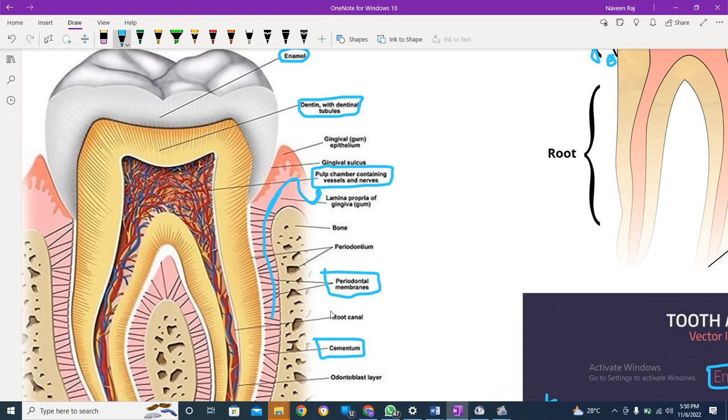And the downward extension of the pulp cavity is the root canal. These form a canal sort of structure over here. Here you can see this is termed the root canal.